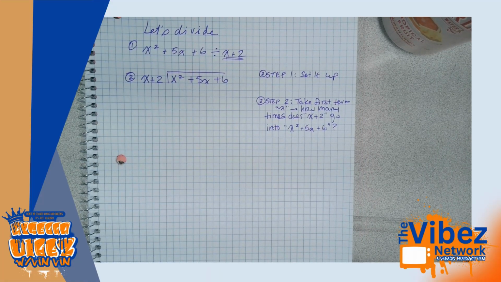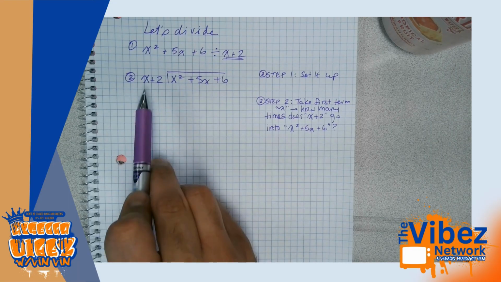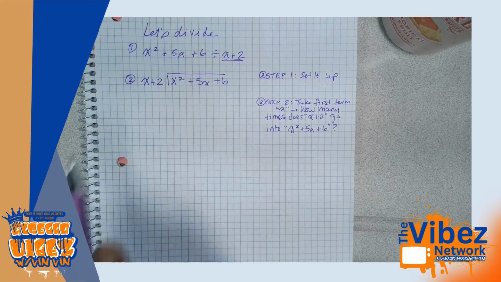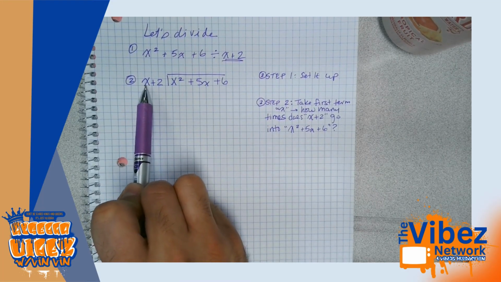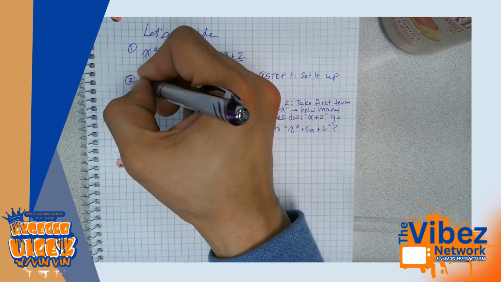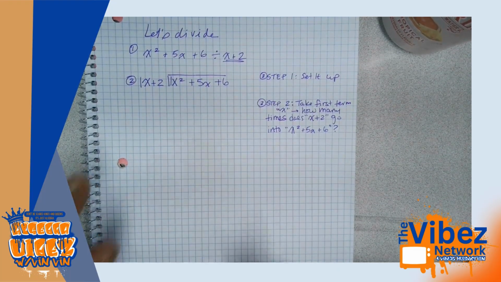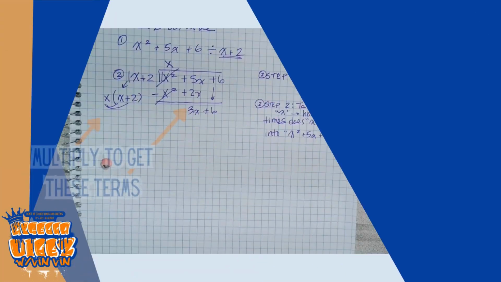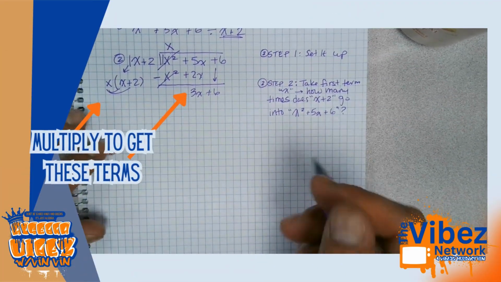It says now for us to take the first term of x, and then we're going to ask ourselves overall, how many times does x plus 2 go into this? So for us, we need to take the first term and ask ourselves, let's put a 1, an imaginary 1. How many times does 1 go into 1? And we already know. So with that, now what we're going to do is we're going to repeat the process.